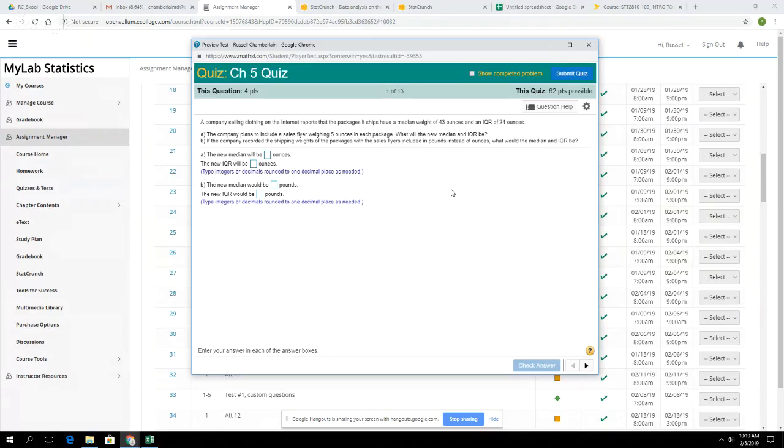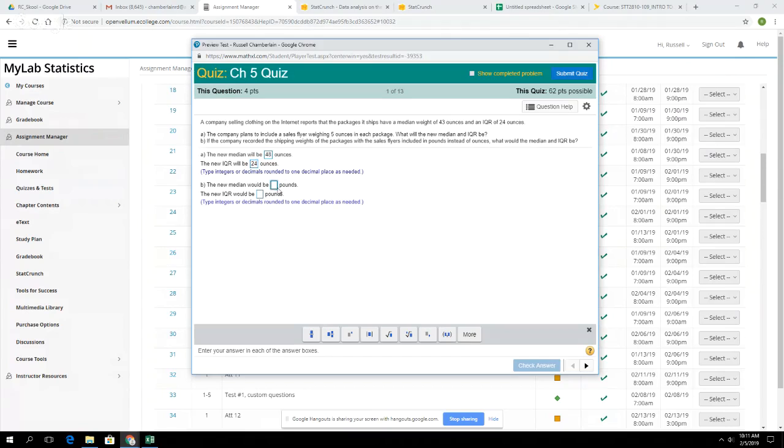Yeah, so we see here, companies has a median weight and an IQR, right? And we just need to go through. The company plans to include sales flyers, so they're adding 5 ounces, right? That's what that means. So right off the bat, we know our median, so our locations are going to change, and our spreads are not for that first one. And so here, it's just a matter of adding 5. So add 5 to that, I believe we get 48. And since we're just shifting back and forth, that doesn't change.